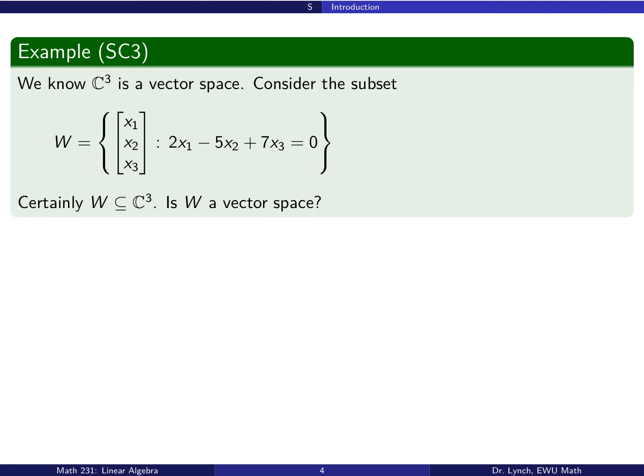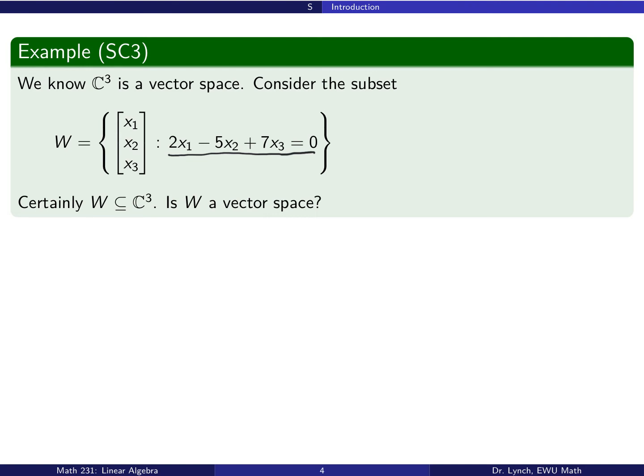Okay, here is our first example of a subset of C3 that is a subspace. So here is the set W. W is a set of elements of C3, and the rule to be in W is that 2 times its first element minus 5 times its second element plus 7 times its third element is equal to 0. You can think of this as a rule to be in the subset W.